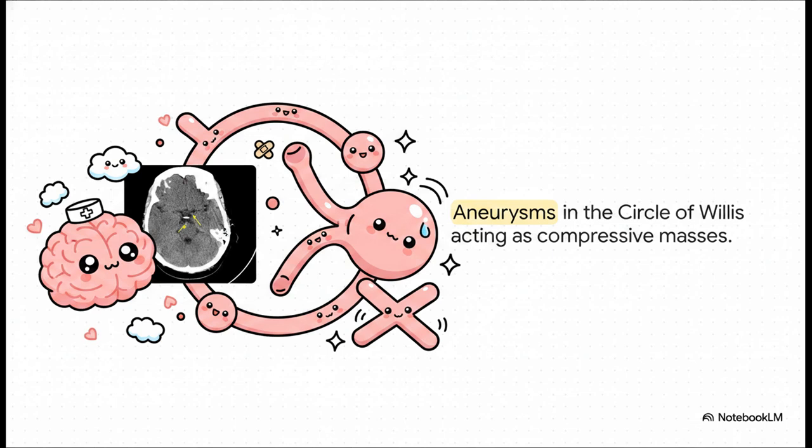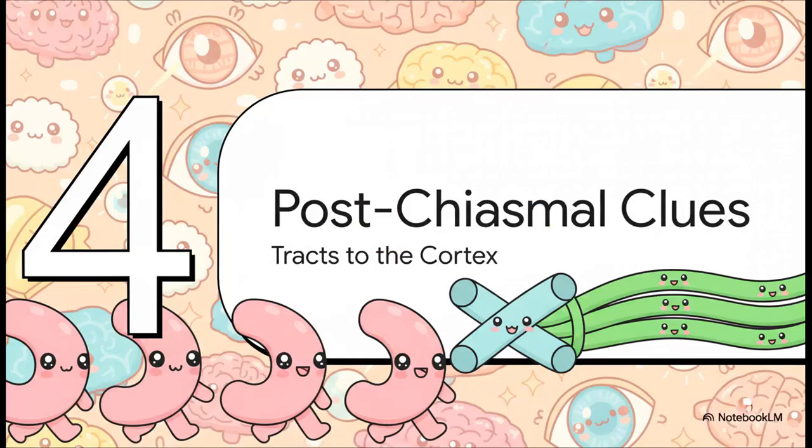Unruptured aneurysms in the circle of Willis can also act as really dangerous compressive masses. The optic chiasm is surrounded by major arteries, like the internal carotid and anterior communicating arteries. If an aneurysm balloons out right here, it can press directly against the chiasm, causing visual field defects way before it ever bursts. Catching this specific visual field defect early could literally save a patient from a fatal subarachnoid hemorrhage. It's that serious.